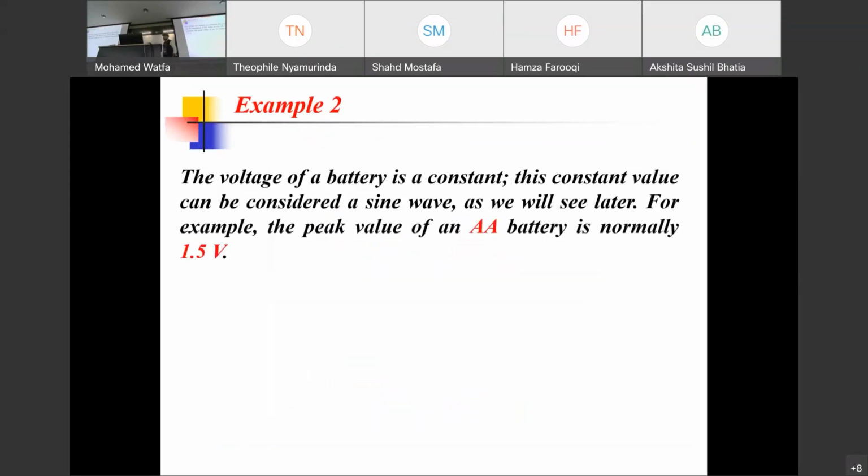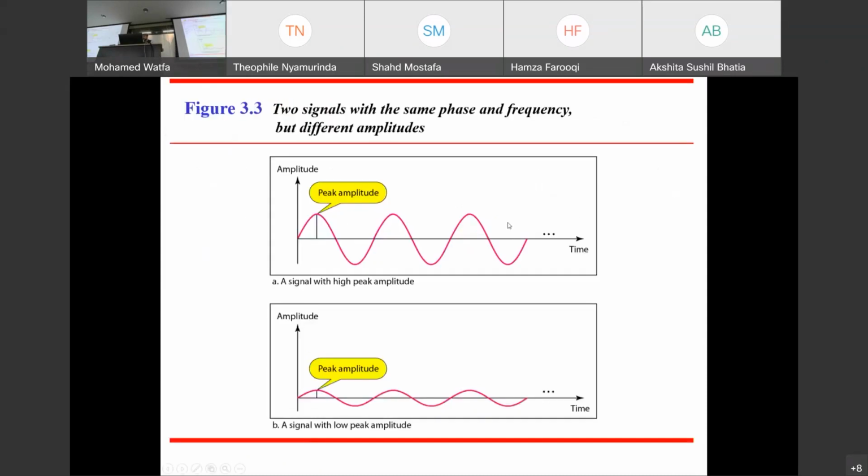The voltage of a battery is a constant. Again, that's obvious. In case you don't know, an AA battery, AAA, that's constant. But still could be considered as a continuous signal. Okay? So the peak of an AA battery is 1.5. If you look at an AA battery, the peak that they will have is 1.5. So typically, it's a constant of 1.5. That's another thing, different than, of course, as I said, a socket.